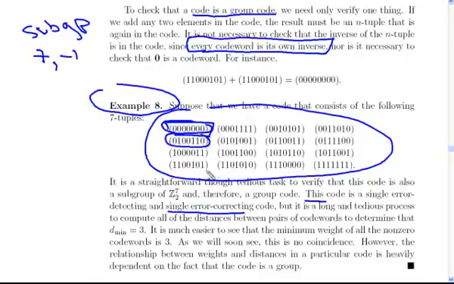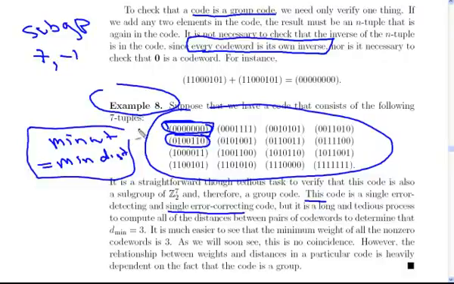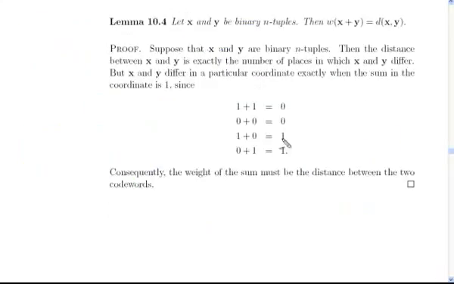Now, the key fact here is that actually the minimum weight of a non-zero code word in a group code is equal to the minimum distance. Minimum weight equals minimum distance for a group code. Key fact. Okay, that makes it much, much easier to figure out the minimum distance. And the minimum distance, of course, determines the decoding and the error detection and correction properties of the code.